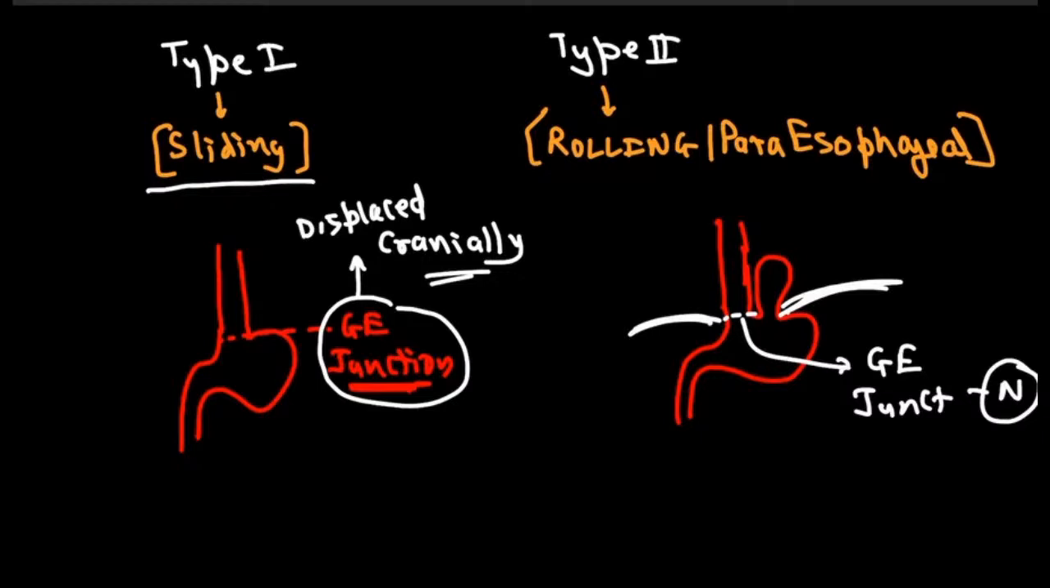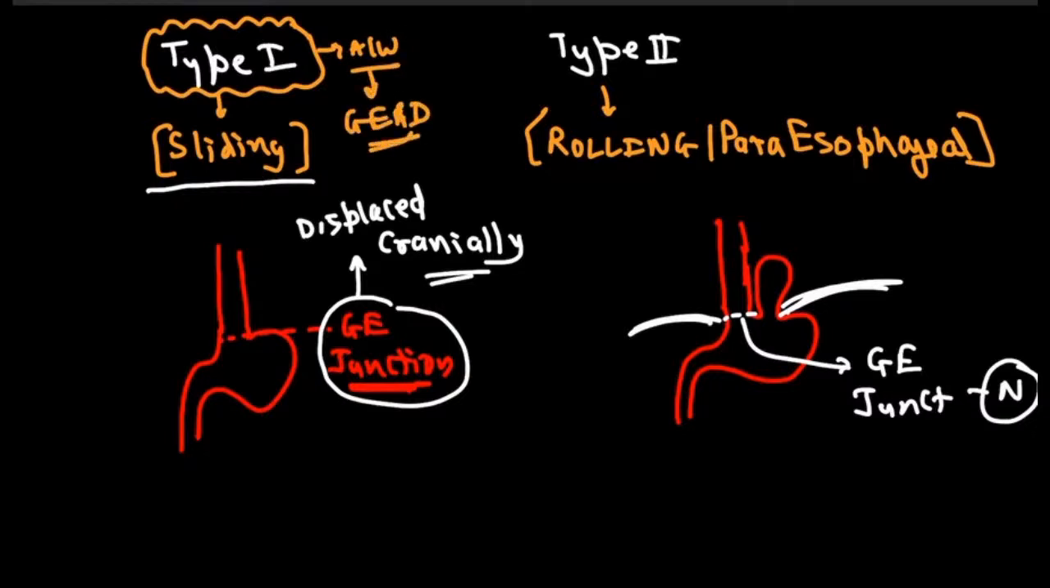Now if I ask you, in a type 1 hiatus hernia, what is the association? It is very obvious, because the GE junction is moving proximally, the lower esophageal sphincter will not function properly, and that is why type 1 hiatus hernia is associated with GERD, gastroesophageal reflux disease. On the other hand, in the paraesophageal hernia the GE junction is normal, so there is no GERD in this patient. That is the first thing you need to understand between type 1, sliding, and type 2, rolling or paraesophageal hiatus hernia.